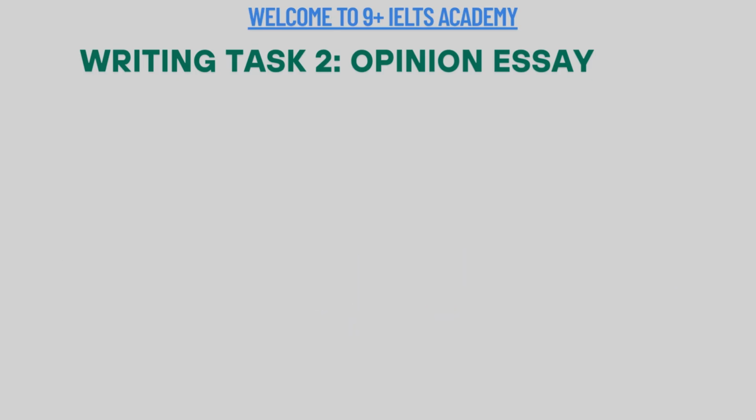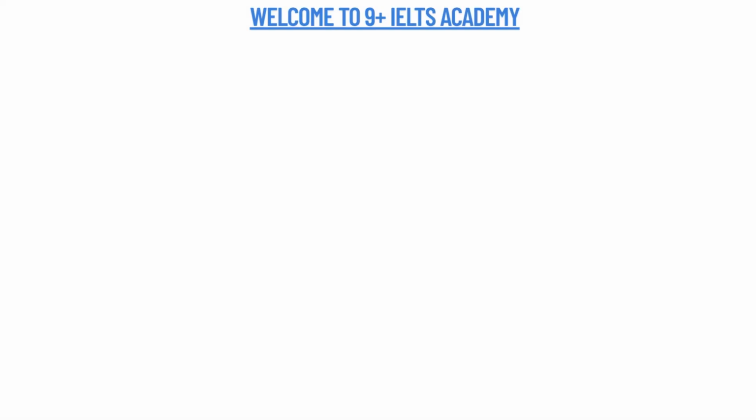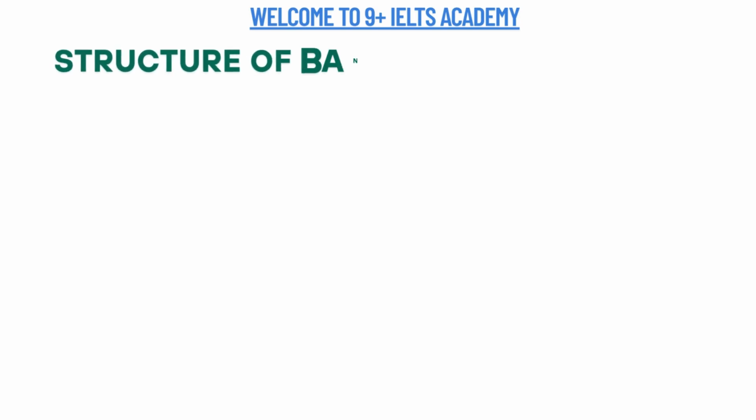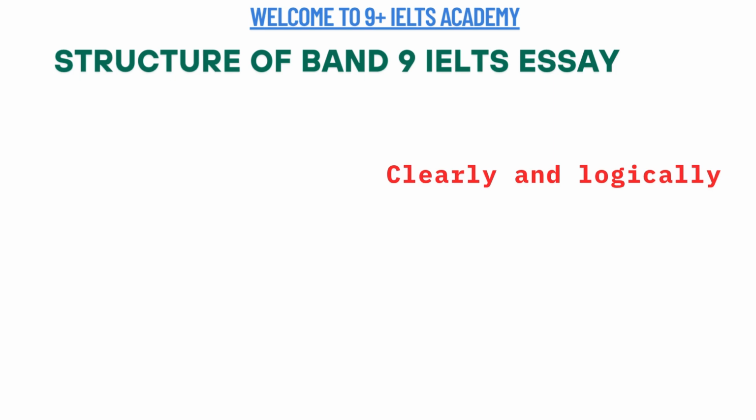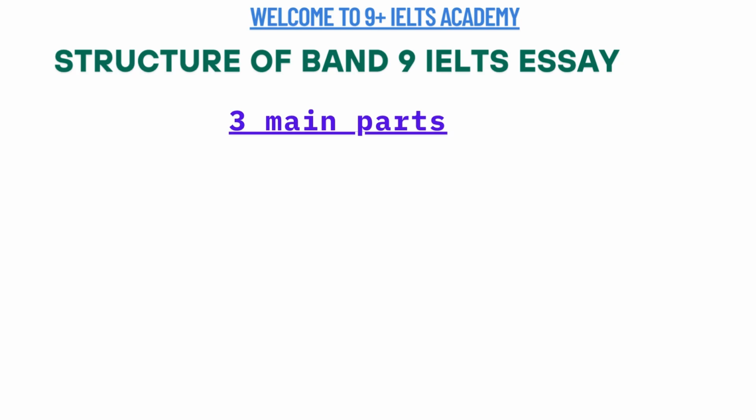Let us begin. Before we dive into the paragraph by paragraph, let's understand the overall structure of a high-scoring IELTS Writing Task 2 essay. IELTS examiners expect you to organize your ideas clearly and logically, and the best way to do this is by breaking your essay into 3 main parts. Part 1. Introduction. It is because the introduction sets the stage. It tells the examiner what the essay is about and what your opinion is.